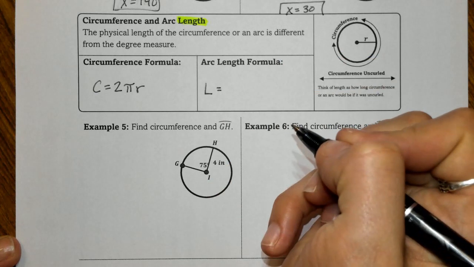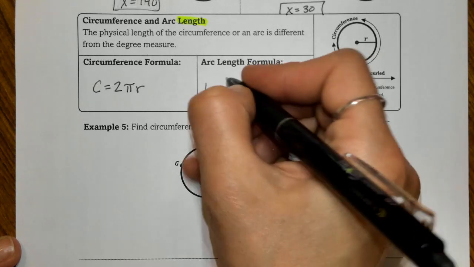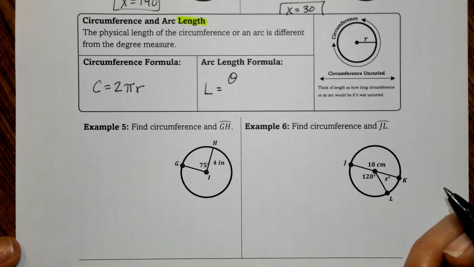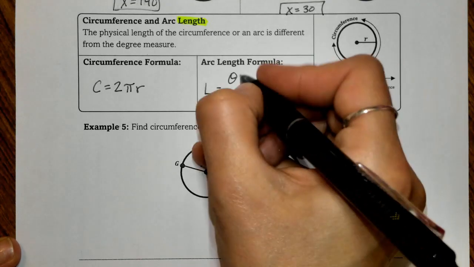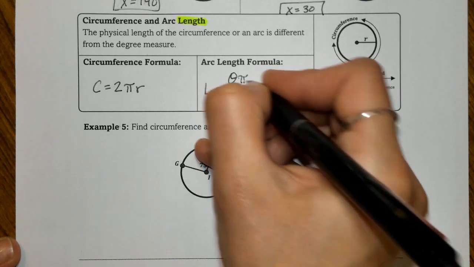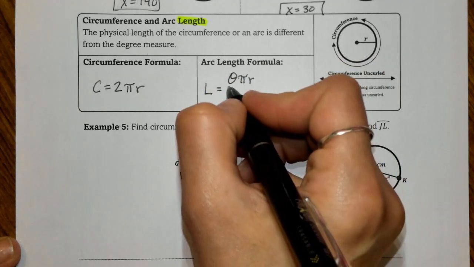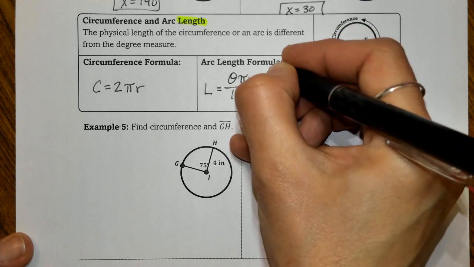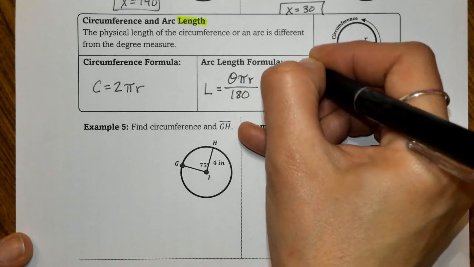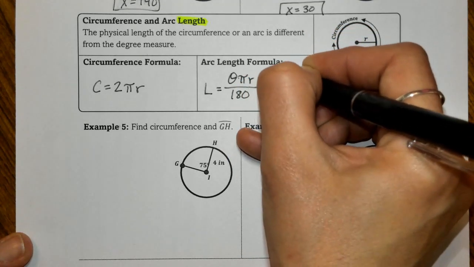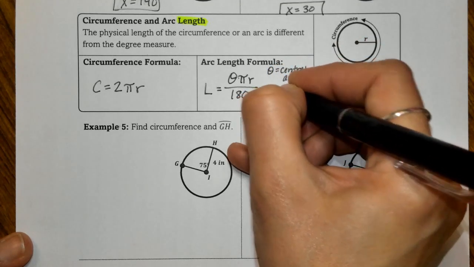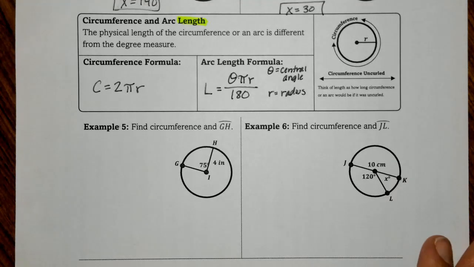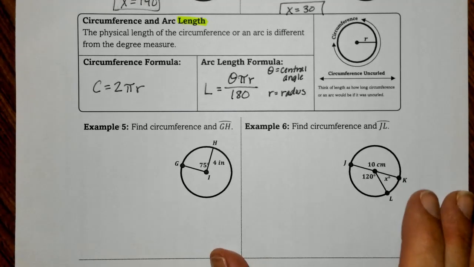For arc length, we need to remember what theta is. Theta, T-H-E-T-A, is this funky looking symbol. In trigonometry, we learned that this is the angle measurement. We're going to multiply it times pi times radius, and this will all be over 180. Theta is the central angle, and r, we should know, is the radius. So you're going to have two things we need to plug in on this.